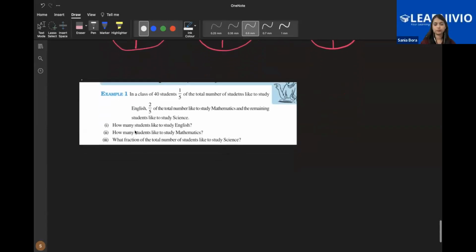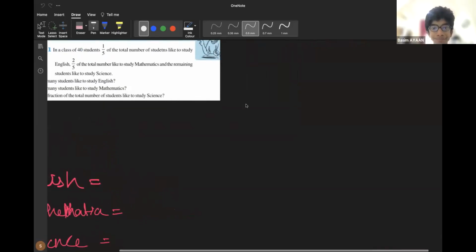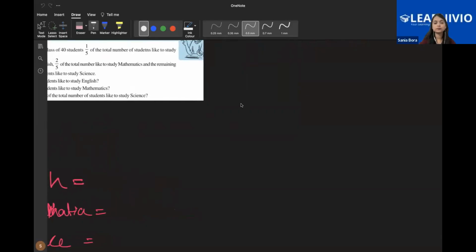Now, this is the question. So what does this question say? The question says that in a class of 40 students, 1/5 of the total number of students like to study English. So how you are going to do it? First, you will find out how many students like to study English. Then you will find how many students like to study mathematics. Then you will find how many students like to study science. Clear?